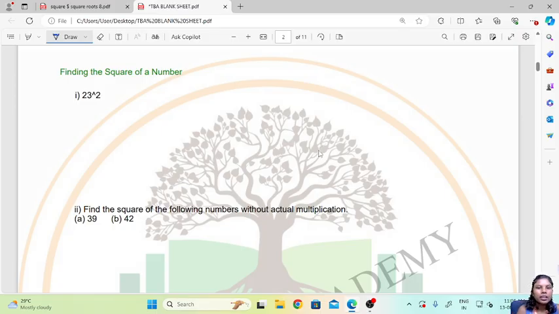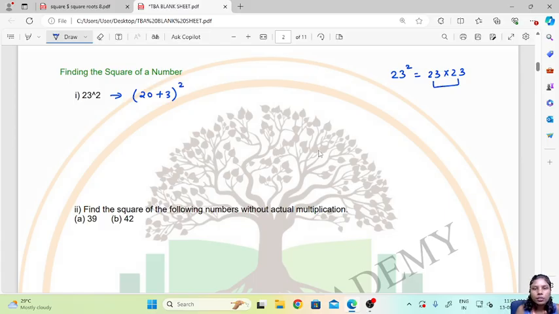Say if you have 23 square, then we do 23 into 23. Now can we do this without actually multiplying these two numbers? First thing you need to see in the number, if 23 is given, is to find two numbers that you will add to get 23. Say you have 20 plus 3, so here the sum will be 23. So this whole thing you raise to the power of square.